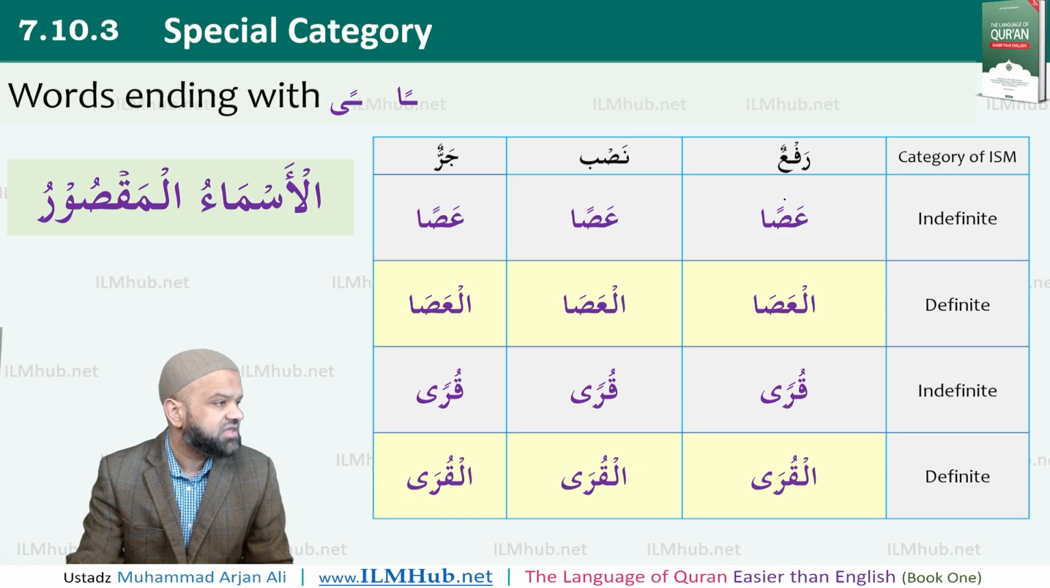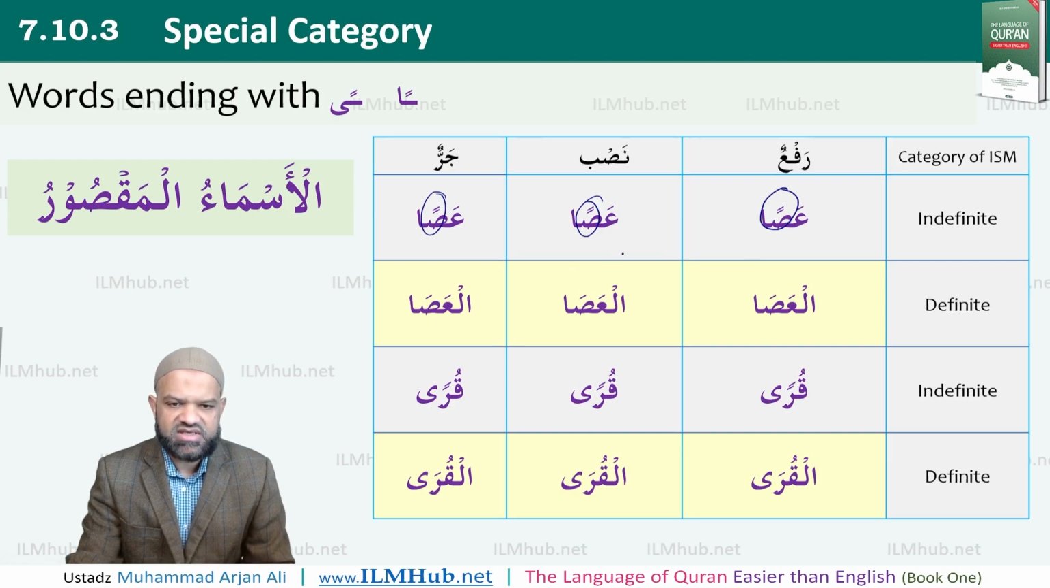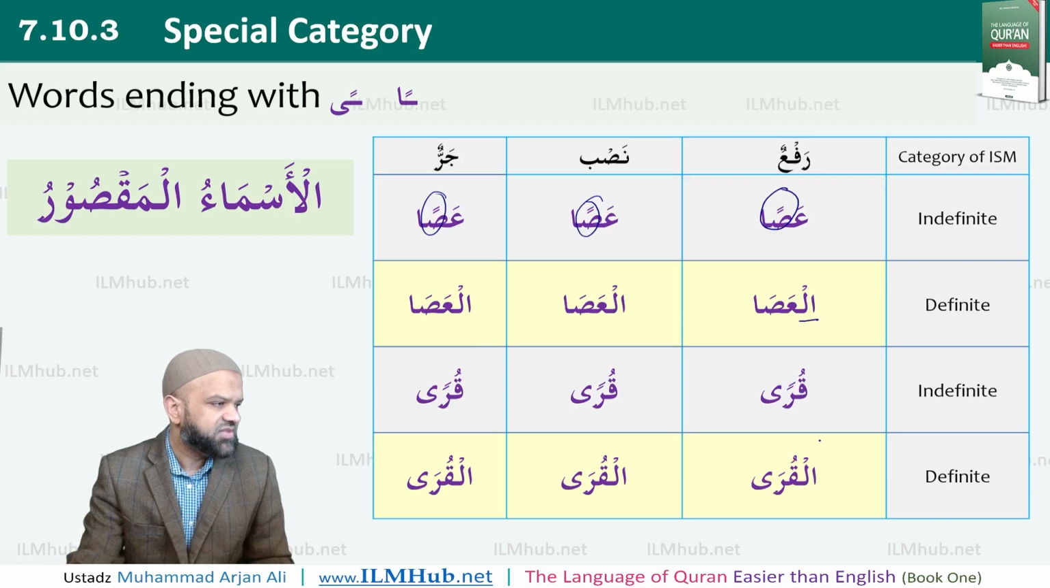Now what happens with these: you can see the two fathas here, two fathas there, and two fathas there, tanween, and they are the same in rafa, nasab, and jar. So asan, asan, asan. Technically there's an alif at the end. You can see there is no change in the rafa, nasab, and jar. When we add al, we end up with the tanween going: al-asa, al-asa, al-asa. Same thing with the word Qura, another example of the same type of words: al-qura, al-qura, al-qura.